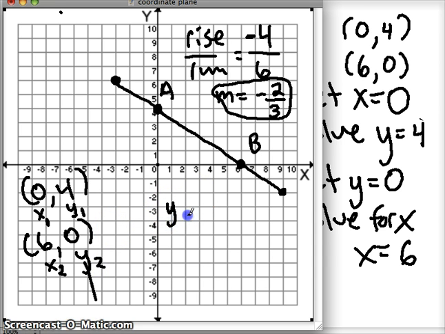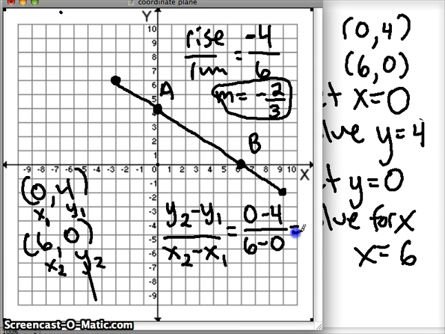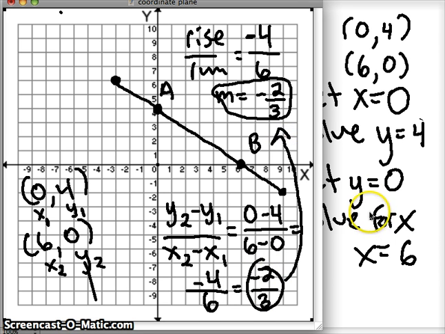Here's our slope formula. It's y2 minus y1 over x2 minus x1. And now all we do is substitute these values that we already named here. So instead of y2, I'm going to use 0. Instead of y1, I'm going to say 4. And instead of x2, I'm going to say 6. And instead of x1, I'm going to say 0. That equals 0 minus 4, which is negative 4, over 6 minus 0, which is 6. If I reduce that, I still get negative 2/3, and that's the exact same as what I already figured out up there.